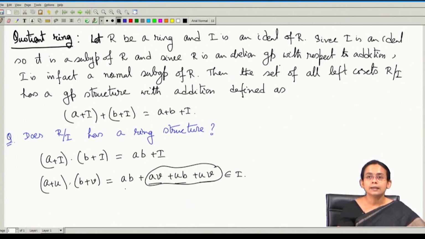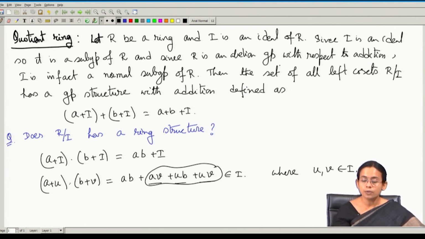Therefore, I can write this as ab plus I, some element from I. So, this is an element of I. If I multiply this, then I am getting an element ab plus some element from I, where u and v are elements of I. Now here you see that we need that I is an ideal.